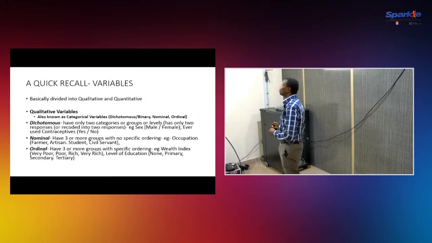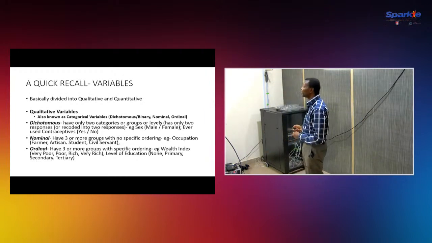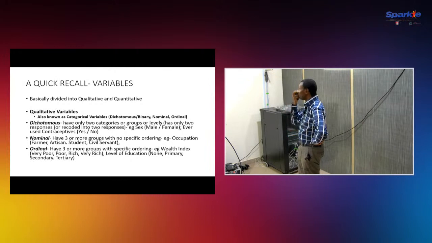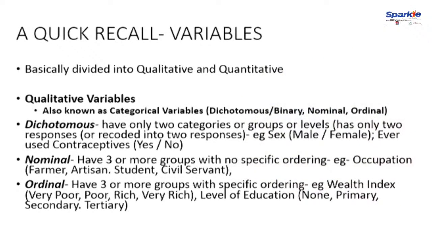A quick recall: variables divide into qualitative and quantitative. Qualitative variables, also known as categorical variables, can be dichotomous, binary, nominal, or ordinal. When it is dichotomous, it has only two categories or groups or levels, has only two responses, or is recoded into two responses. I hope you are getting what I'm saying. Yes, sir. At what point will you recode into two responses?